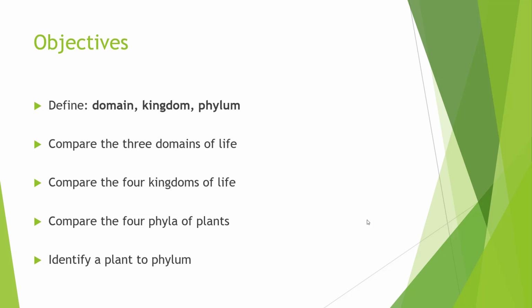Be able to compare the four phyla of plants. So that'll be mosses, ferns, gymnosperms, and angiosperms, and be able to identify a plant to a phylum. So if I give you the characteristics of a plant, I will expect you to be able to tell me if it's a moss, a fern, a gymnosperm, or an angiosperm.